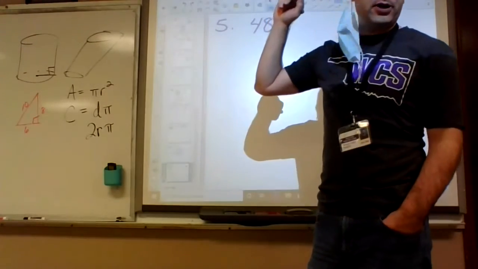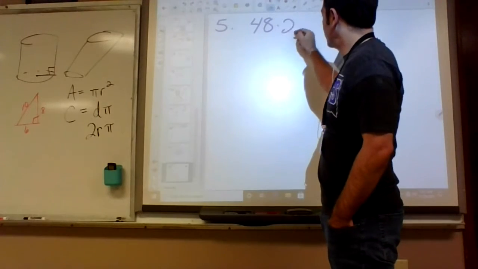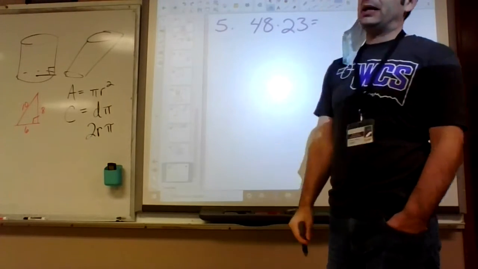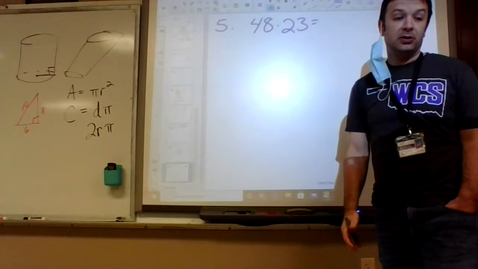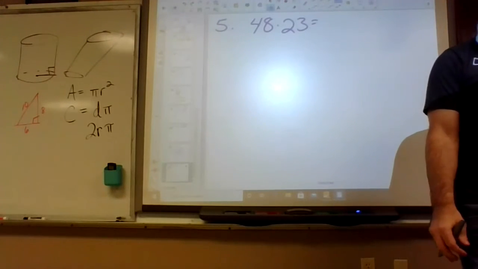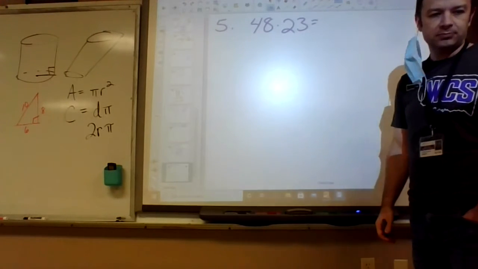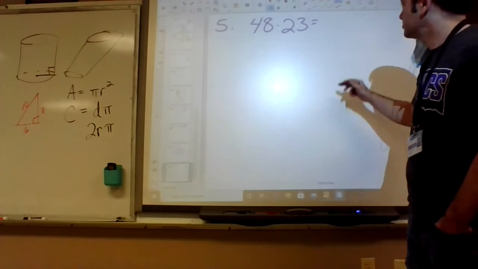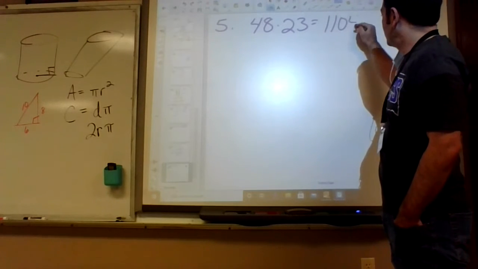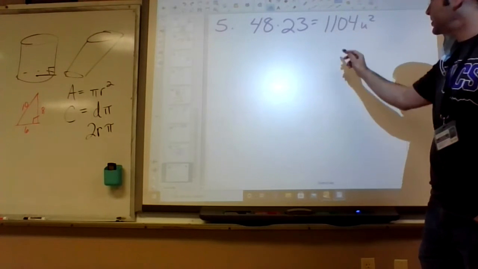That's 48 times the height of the prism, 23. That will give us the lateral surface area. What does that come out to, somebody? I don't have a calculator. 1104. 1104 square units. Okay, that's answer number 1.